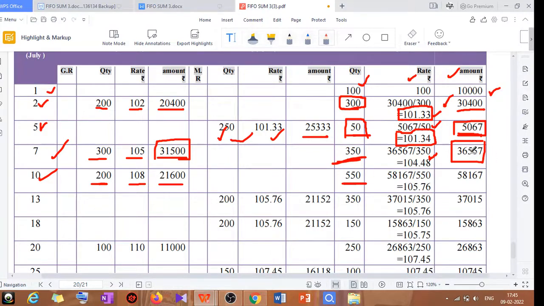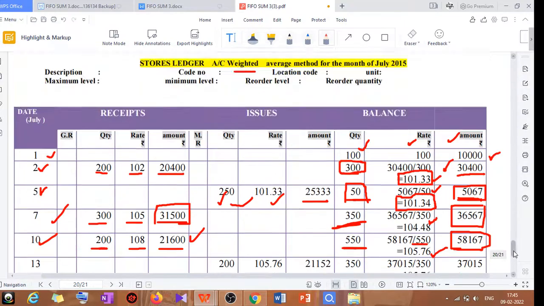Then 36,567 plus 21,600. So whenever there is a receipt, you have to add the unit as well as add the amount. So it will be 58,167. So how to calculate the rate? 58,167 divided by 550, it will be 105.76. Got it? Just divide the amount by the quantity. You will get the rate. Okay, I hope it is clear to you students.